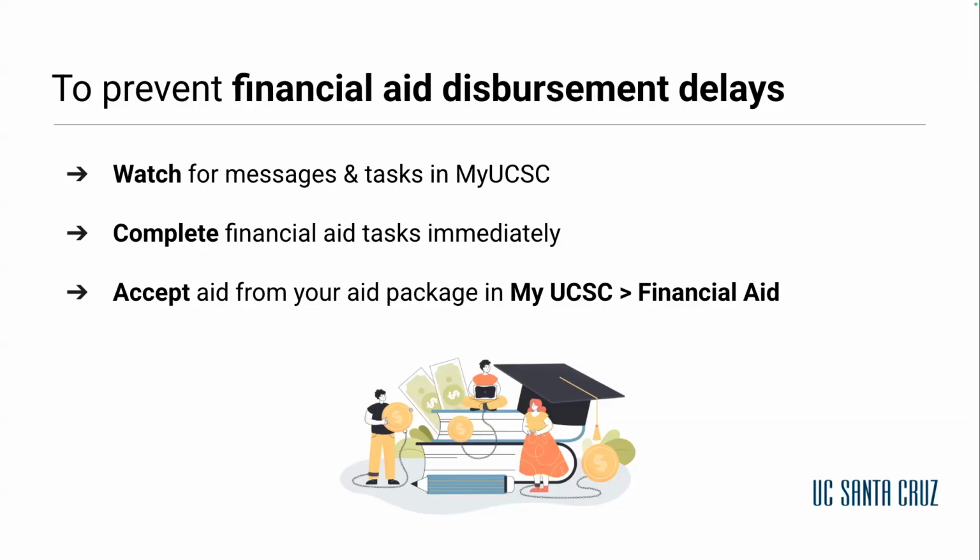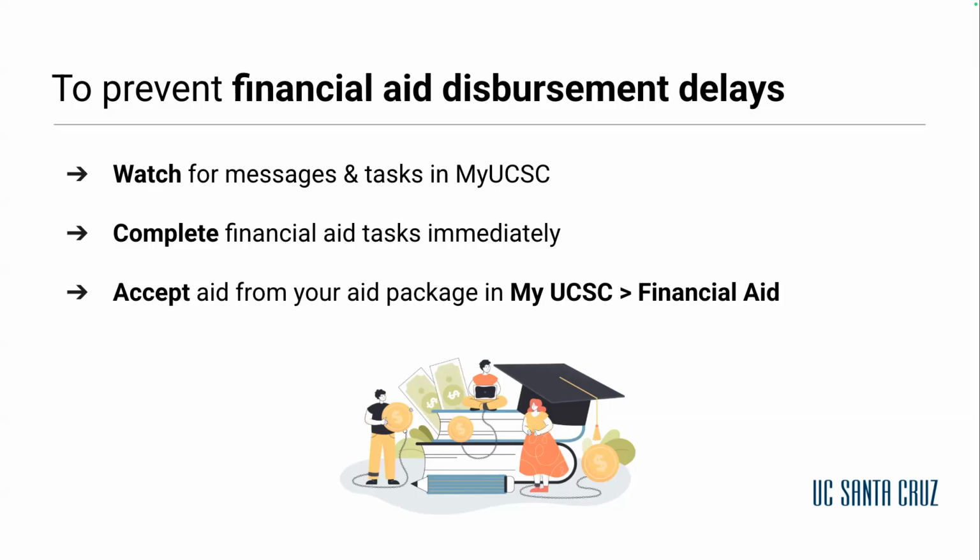As long as you make sure you've done everything that you need to do to prevent financial aid delays. Let me show you what those are. First, watch for messages and tasks in My UCSC, and also watch for emails. If there's a financial aid task connected to it, complete that task immediately. The faster you do, the faster things will process.